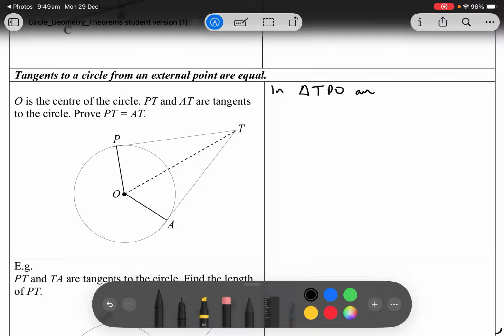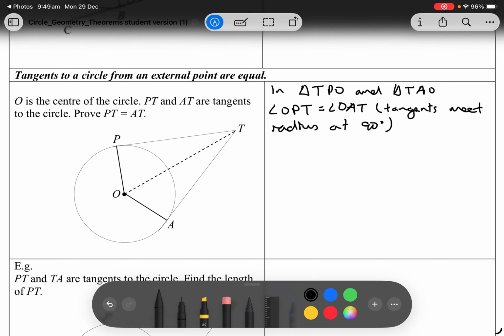So in triangles TPO and TAO, we know that angle OPT equals angle OAT. Now, the reason we know this is from the theorem we talked about in the previous video, which is that the tangent meets a radius at 90 degrees. You can say tangents meet radius at 90 degrees. And since they're both tangents, they both must be 90 degrees, so they're equal.